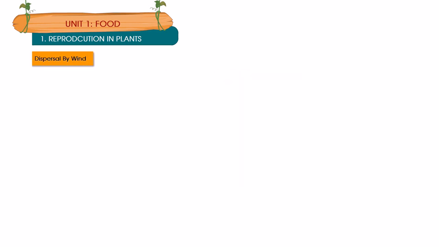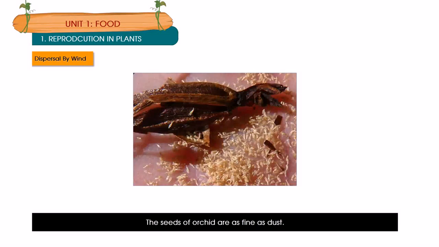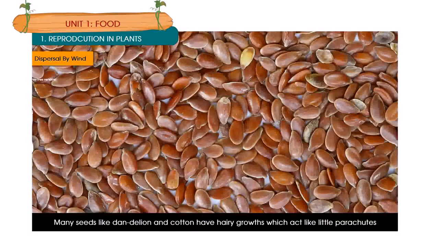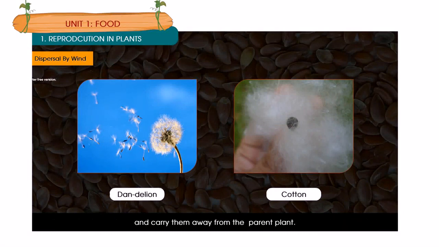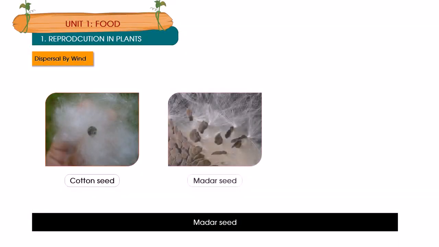Dispersal by wind. Seeds of certain plants are very light. The seeds of orchid are as fine as dust. They are carried to a new place by the wind. Many seeds like dandelion and cotton have hairy growths which act like little parachutes and carry them away from the parent plant. Cottonseed, madder seed, hiptage seed.